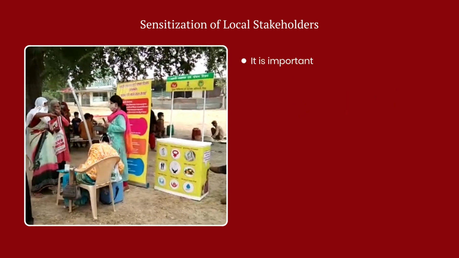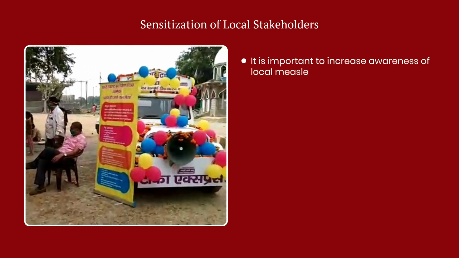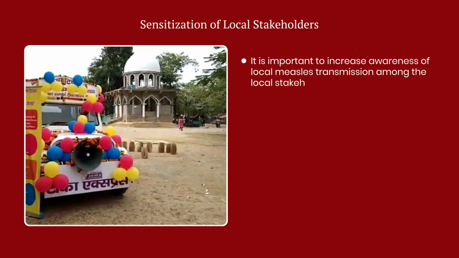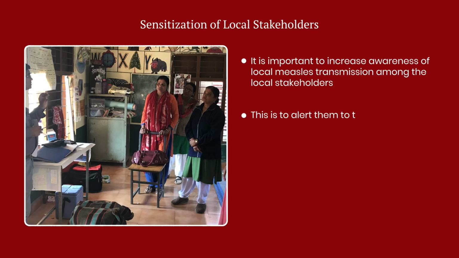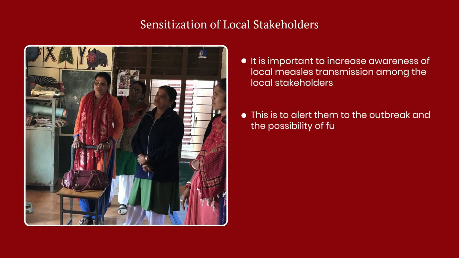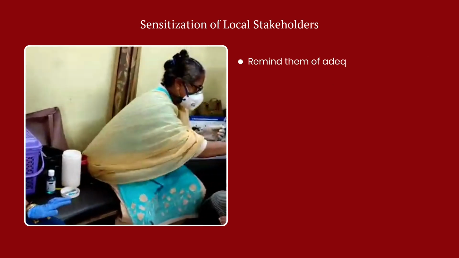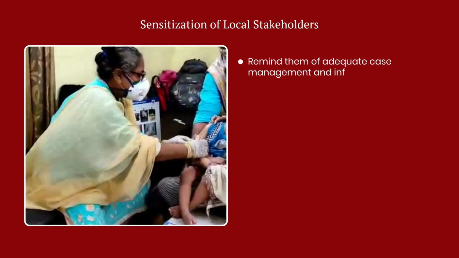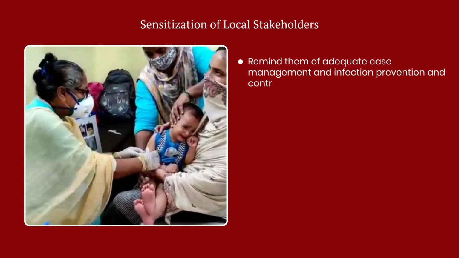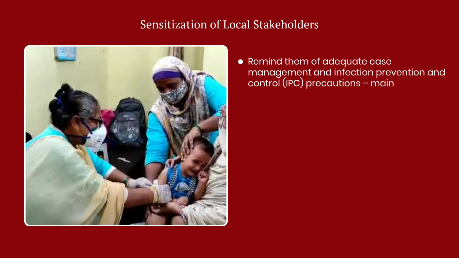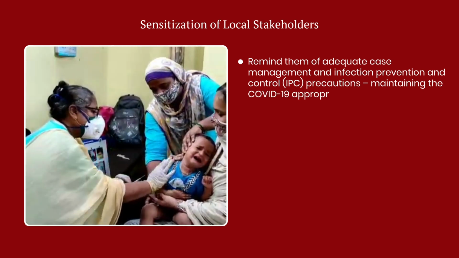It is important to increase awareness of local measles transmission among the local stakeholders. This is to alert them to the outbreak and possibility of further cases. Encourage them to immediately notify suspected cases. Remind them of adequate case management activities, including isolation and infection prevention and control precautions, maintaining the COVID-19 appropriate behavior.